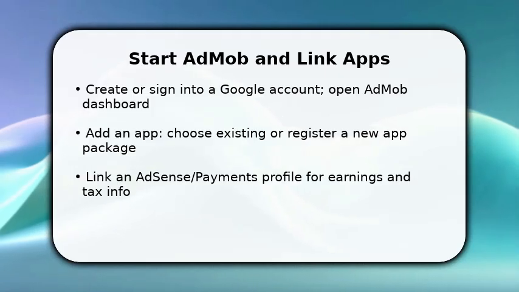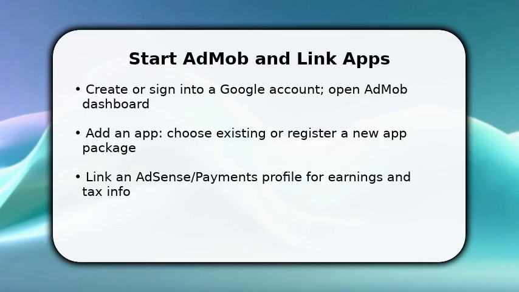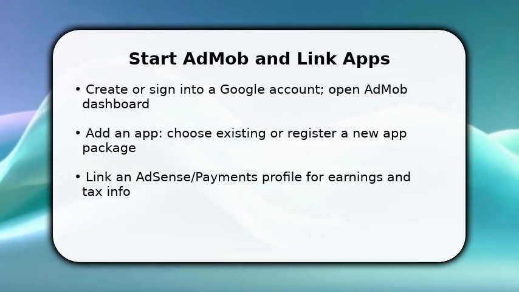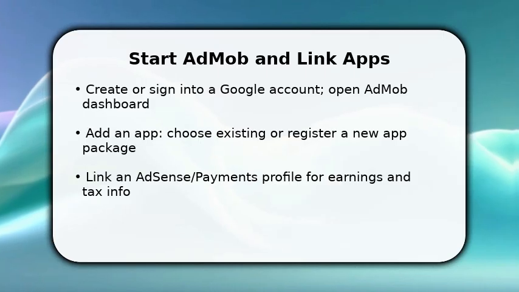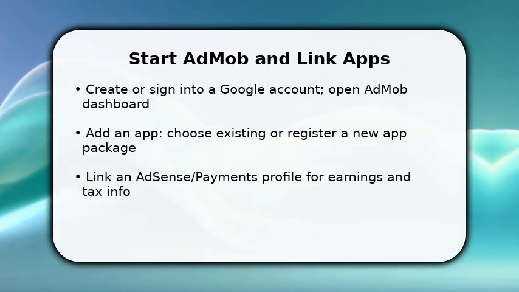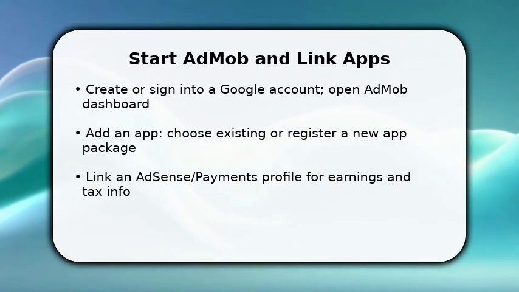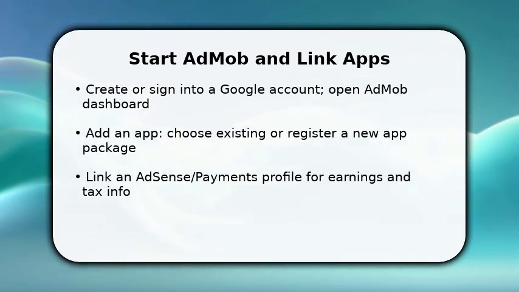You begin by signing into AdMob with your Google account and immediately adding your first app so you can fetch Ad Unit ID. Once done, choose whether to register an existing published app or create a stub for an unpublished package. This determines testing behavior.